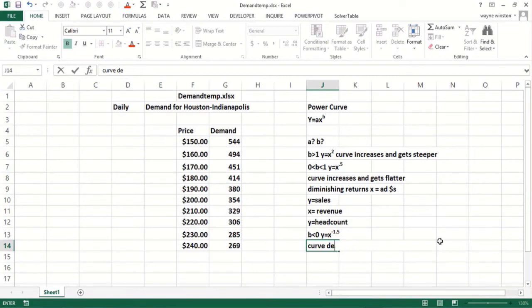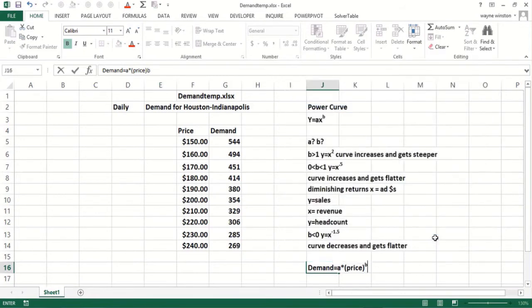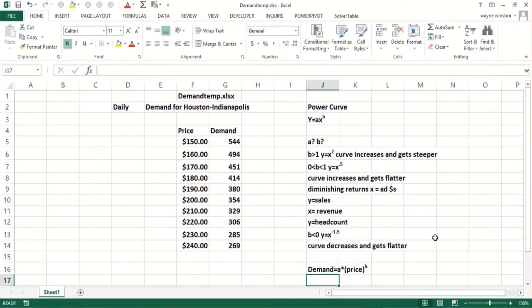And so let's take an example trying to fit a demand curve using a power curve. So in other words, we're trying to figure out demand would equal some constant times price raised to a power. And B should be negative because we want as the price goes up, demand would go down. And it turns out B is what's called the price elasticity.